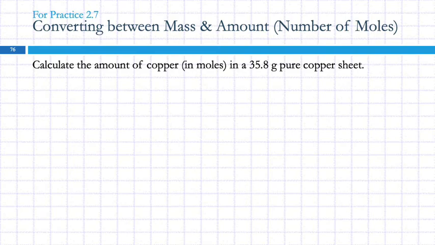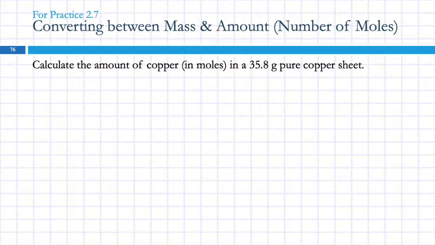If you have not gotten a clear picture of dimensional analysis yet, today's the day to do it. Just keep asking me questions until that light bulb comes on. Calculate the amount of copper in moles in a 35.8 gram pure copper sheet.